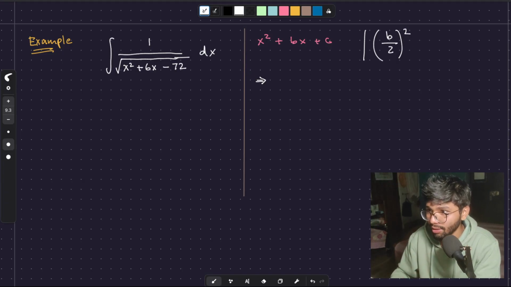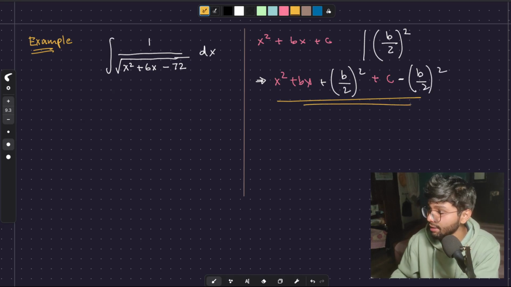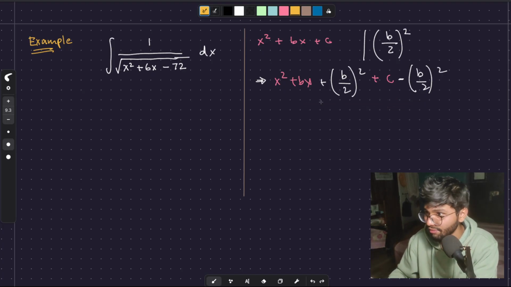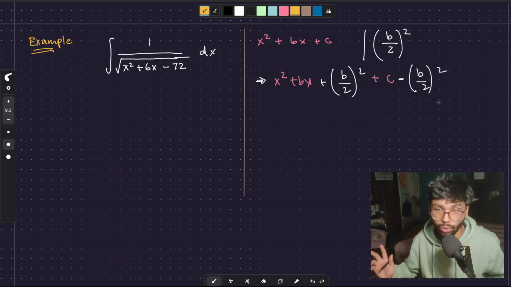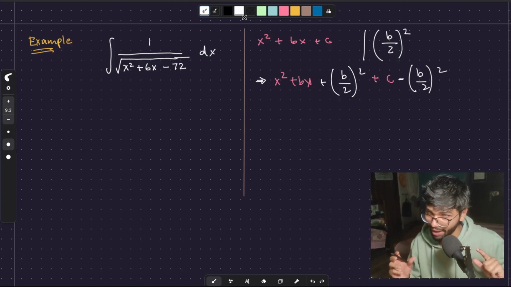We're going to add it over here, and we've got plus c over here, and we're going to subtract it over here, because this means that we're not changing anything with the whole expression, with the whole equation. We're just adding something and subtracting something, so everything is conserved. We're cool. But this gives us a square.